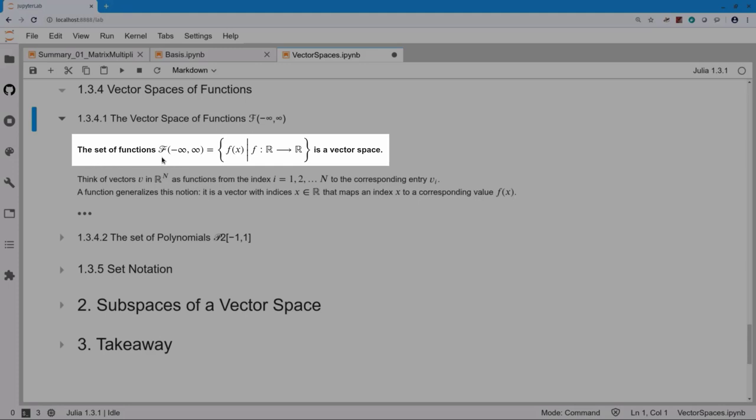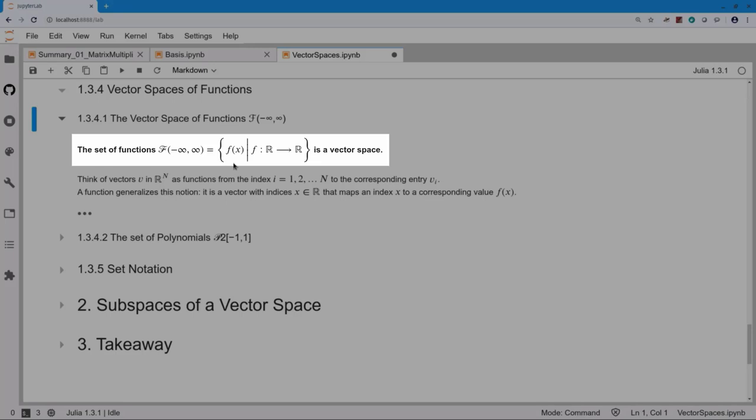So in set notation, the set of all possible functions on an interval is f of x, where that function f is defined from the domain R to the codomain R. And when we check, we'll find that indeed that is a vector space with the usual definitions of addition and scalar multiplication for functions. Now, why would that really be a vector space?